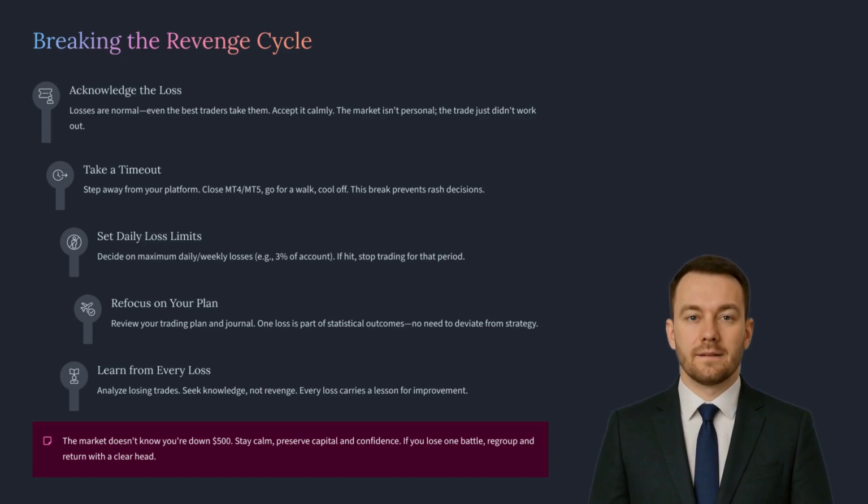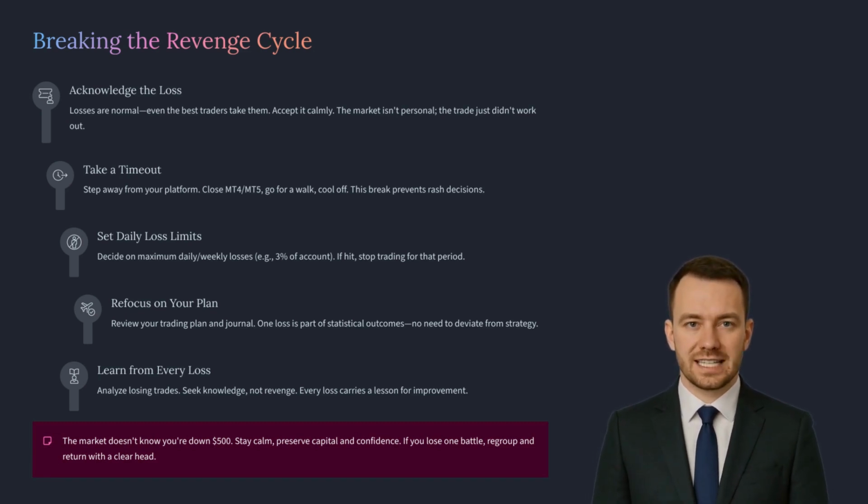In summary, don't try to fight the market after a loss. You'll only hurt yourself. The market doesn't know or care that you're down $500 and need to win it back. Stay calm and trade on with your plan when you're ready. By avoiding revenge trading, you preserve both your capital and your confidence.